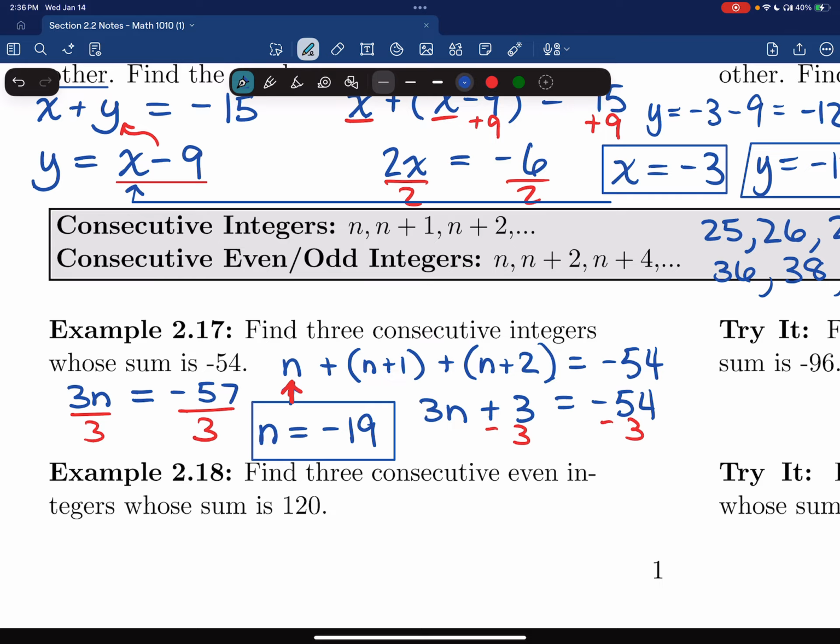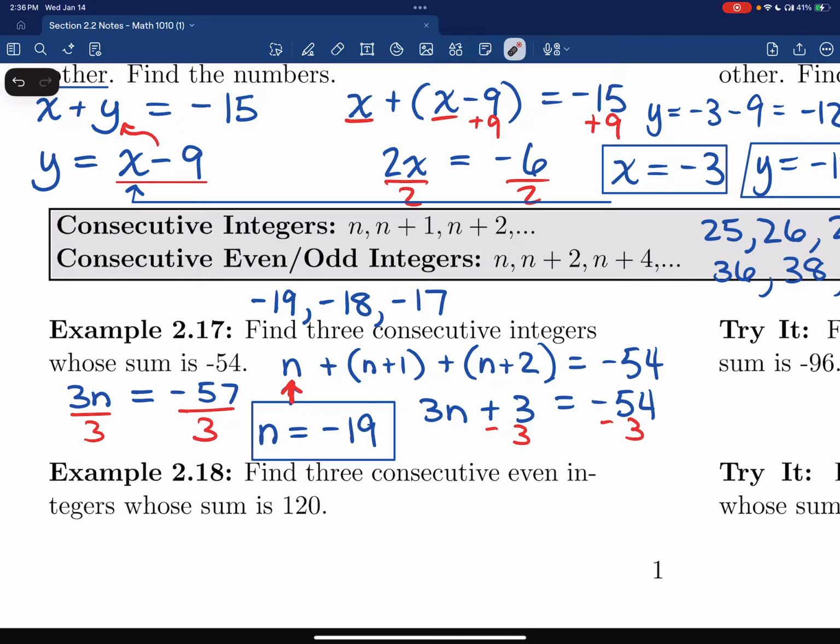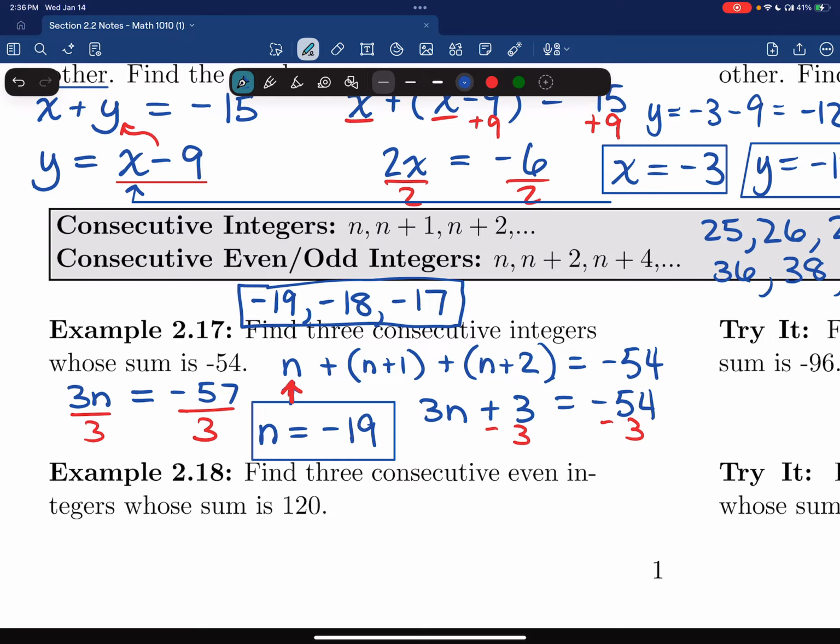And so the 3 consecutive integers would be negative 19, next would be negative 18, because, right, negative 19 plus 1 is negative 18. And then the next consecutive integer would be negative 17, because negative 19 plus 2, like we have here, is negative 17. All right, so these are the 3 consecutive integers that we were to find.